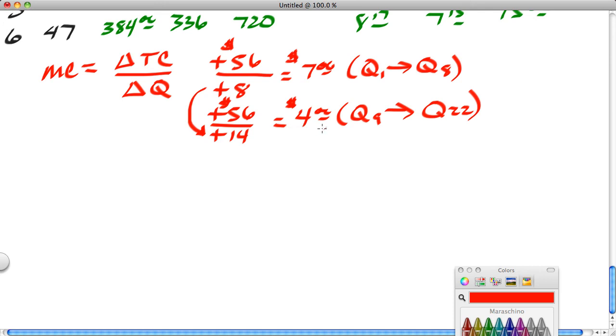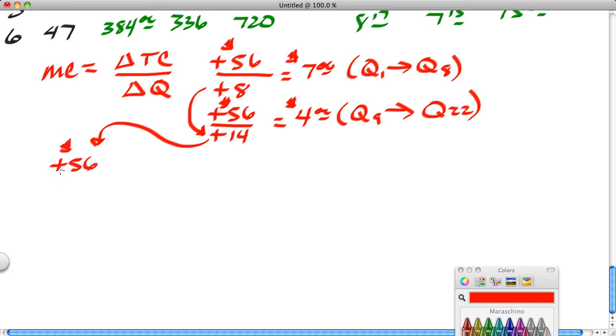Notice that the 4 does not refer to all 22 units. It only refers to the cost of each of the 14 units added by the second worker. That's interesting. Okay, let me move over here. I'm going to try to save some room so I can actually do one more thing with this problem. Let's keep going. Add the third worker.